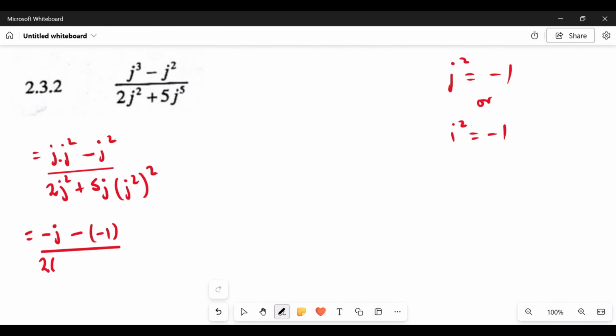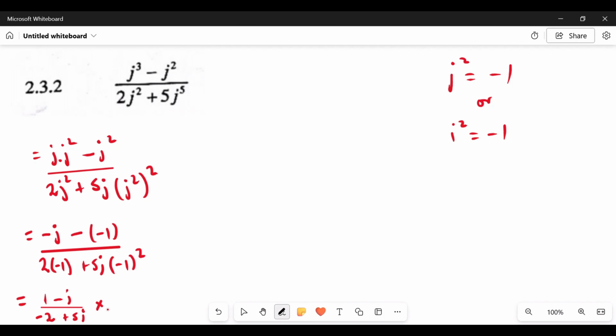Wherever there is j squared, we substitute with -1. So we have 2 multiplied by -1 plus 5j, and then we have -1 to the power of 2 there. If we continue here, we're going to have this +1 there, minus j, divide by, let's see at our denominator. The first term here, we're going to have -2, and this one here is going to be plus 5j. There we go. So when it's like this, guys, we have to simplify it further.